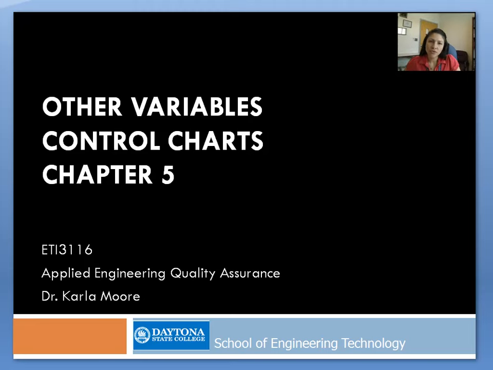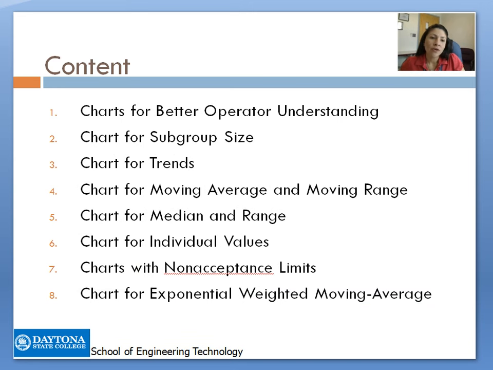Other variables control charts, Chapter 5. In this chapter, we are going to understand how to build and when to use other control charts for variables. Although the most commonly used are the X bar and S chart and the X bar R chart, there are other control charts for variables that we can use, and these will depend on the situation that we have and the quality characteristic that we are trying to evaluate.